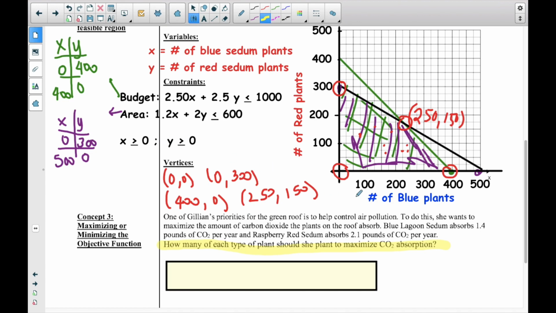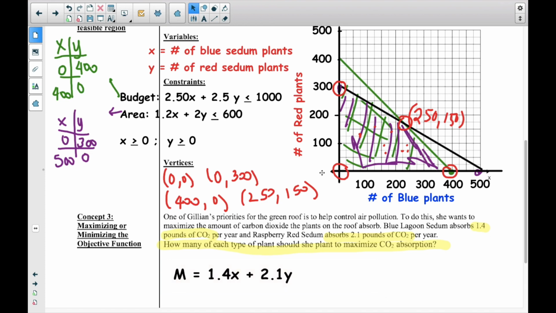Well, let's look at the CO2. The CO2, the blue sedum, takes 1.4 pounds of CO2 per year, and the red sedum absorbs 2.1 pounds of CO2 per year. So that's what we're going to maximize. That's going to be our maximizing function. So we're going to write that as a function.